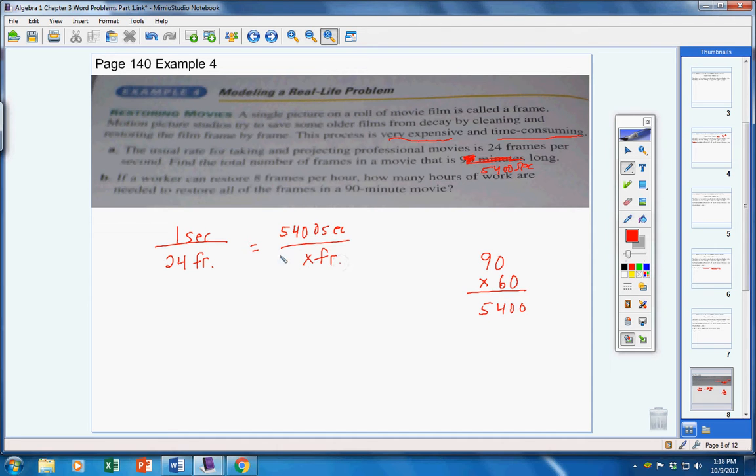Let's cross multiply. 1 times x is x. 24 times 5,400. Of course, on word problems, you're allowed to use a calculator. So if you type that into your calculator, you will get 129,600 frames. So, in a 90-minute movie, there's approximately this many frames. Okay? Now, on to question B.